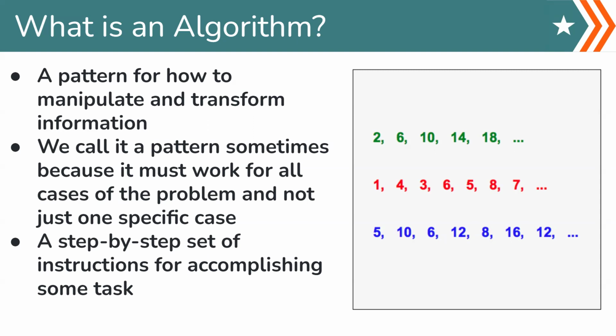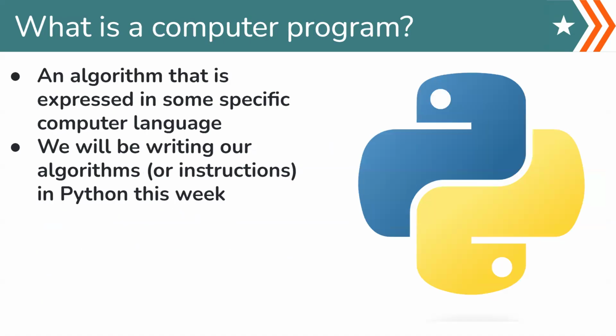Do I have any questions so far on what we've been talking about? This slide is better represented, honestly, within the data structures and algorithms section of our course. So if you feel it's a little out of context, that's okay. What is computer programming? An algorithm that is expressed in some specific computer language. We'll be writing our algorithms or instructions in Python this week, right? A computer program, once again, we've asked this question before in the first part of the week. It's just a set of instructions.